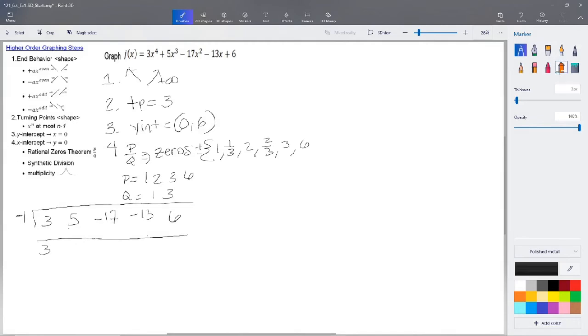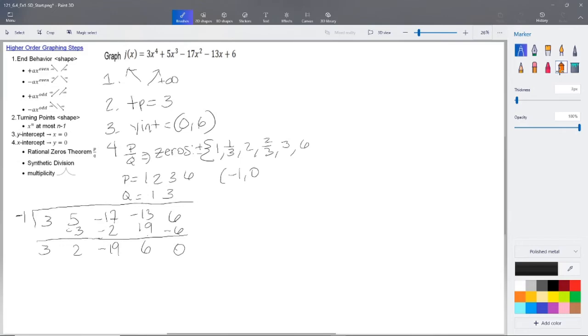All right, we've got a fresh space now. As you can see, the 3 came down still, and that doesn't change. 3 times negative 1 is going to be negative 3. 5 and negative 3 makes positive 2. Positive 2 times negative 1 is negative 2. Negative 17 and negative 2 makes negative 19. Negative 19 and negative 1 makes positive 19, and I like where this is headed because negative 13 and 19 makes positive 6. Positive 6 times negative 1 is negative 6, and 6 and negative 6 makes 0. This is awesome. We just found one of the answers, so let's put that here.